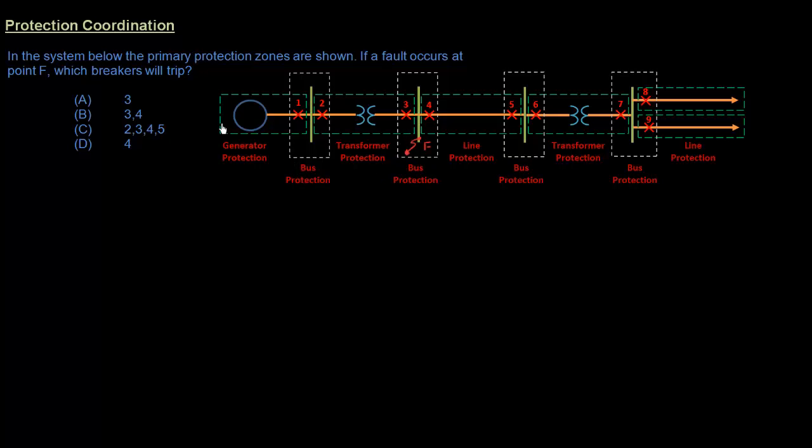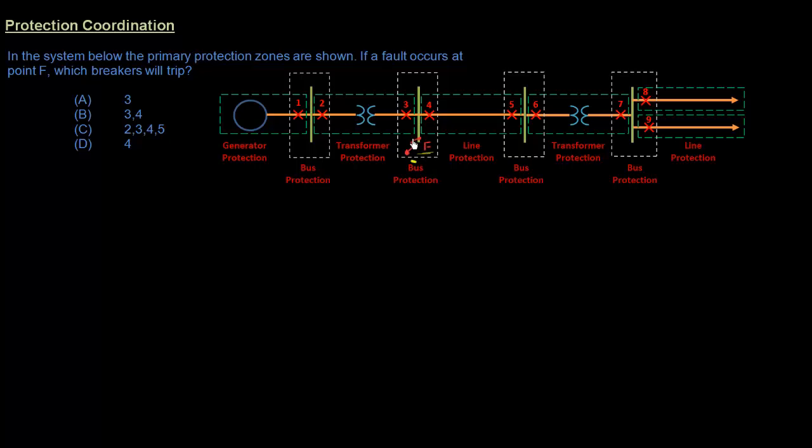So we have different protection zones here. We have the generator, and these are only primary protection as it's mentioned. We'll talk about that in a bit, what primary protection is, what secondary protection is. So there's generator protection, there is the bus protection zones, all of these. There are two transformers, so there's the transformer protection zones, and then there are the line protection zones. And these are all breakers in there. So this is the location of our fault right here.